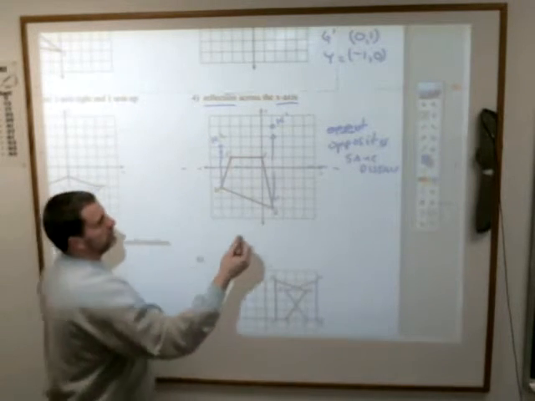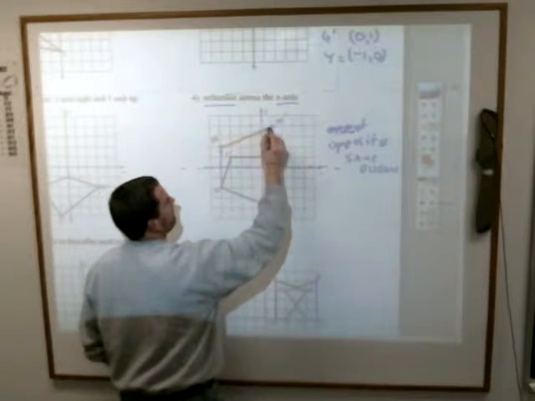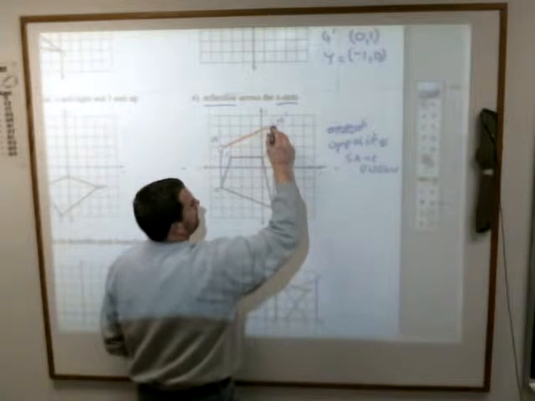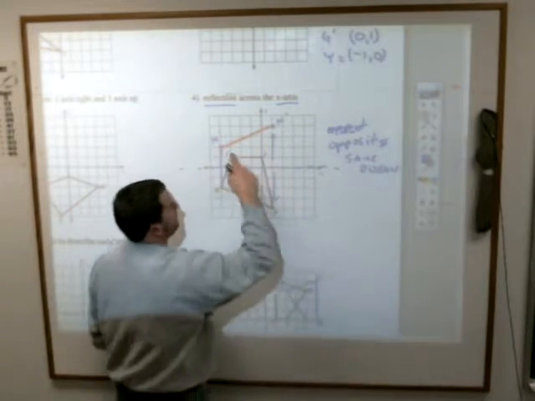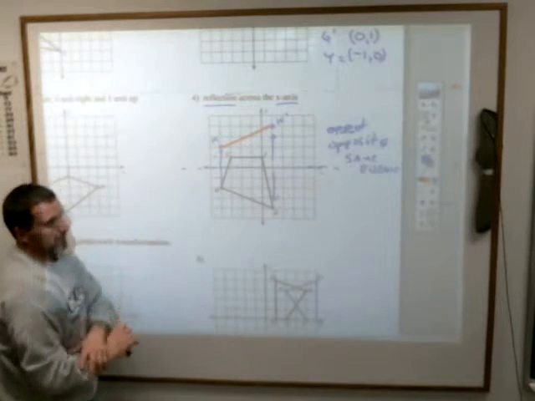Okay, when you connect those lines, I'm just going to connect it now just because. When you connect it, that is the reflection of this line right here. It was folded over that line.